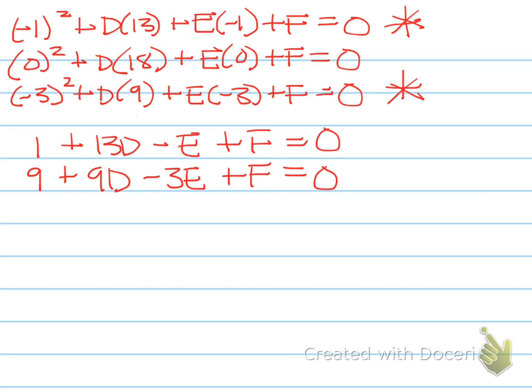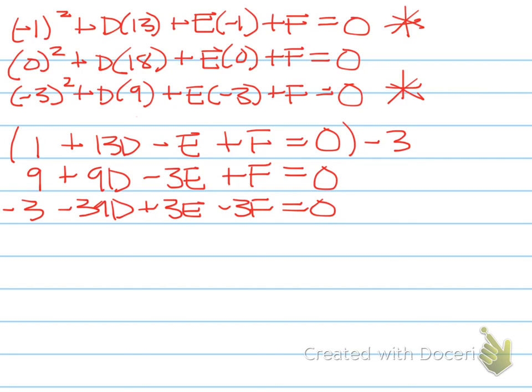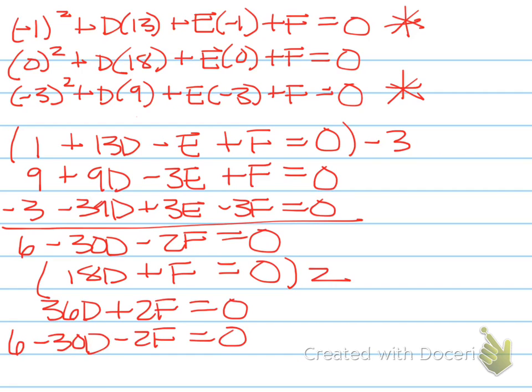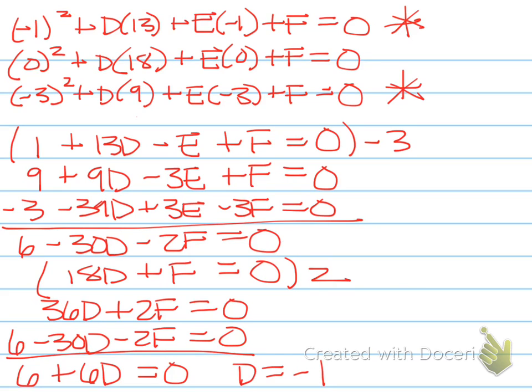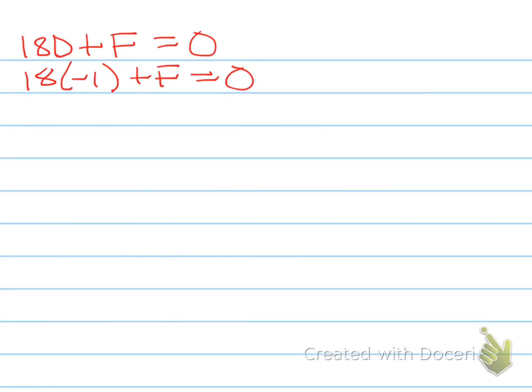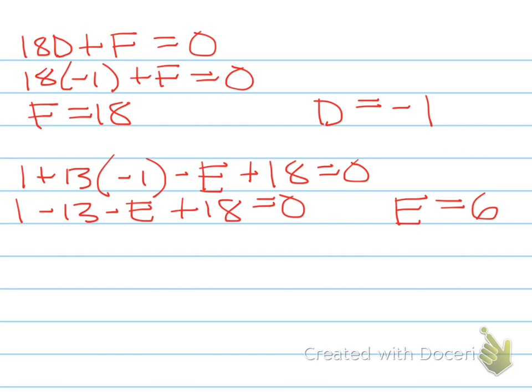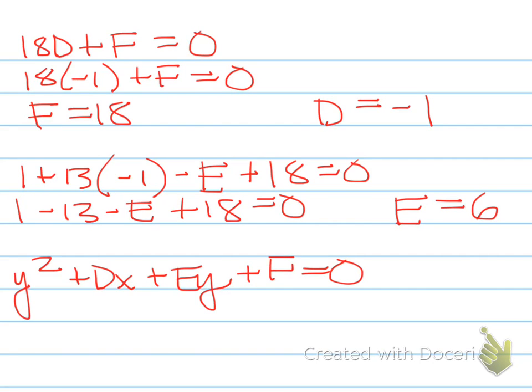So we're going to use the first and the third equation and eliminate the f's. Eliminate the f's by multiplying the top equation by -3. That will give us a two-variable equation. Now we can add that to 18d plus f equals 0. Multiply that equation by 2. And we get 6 plus 6d equals 0, so d equals -1. Now we can plug that value of d into the two-variable equation to get f equals 18. And then plug those two values into one of the three-variable equations to get e, which is 6.